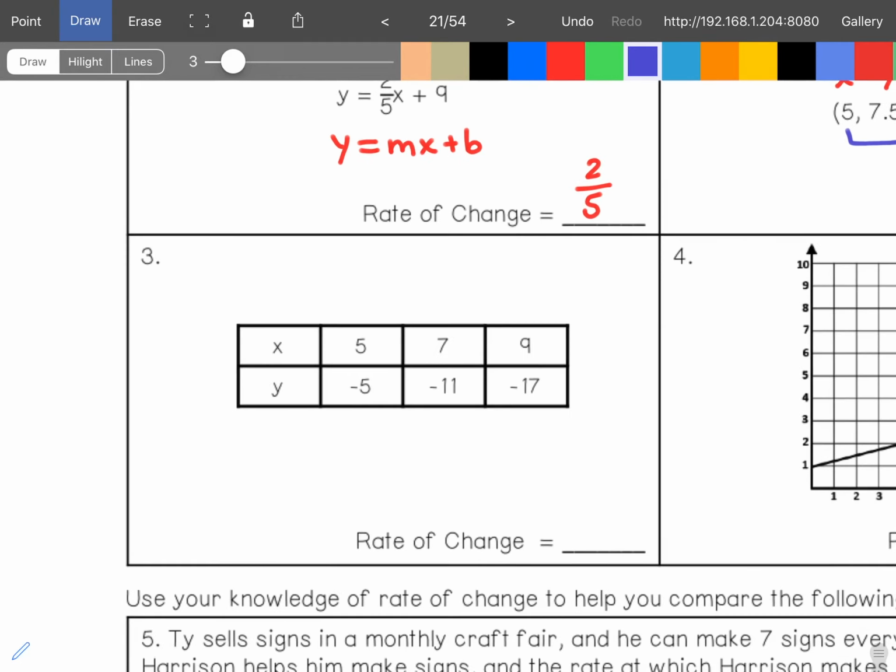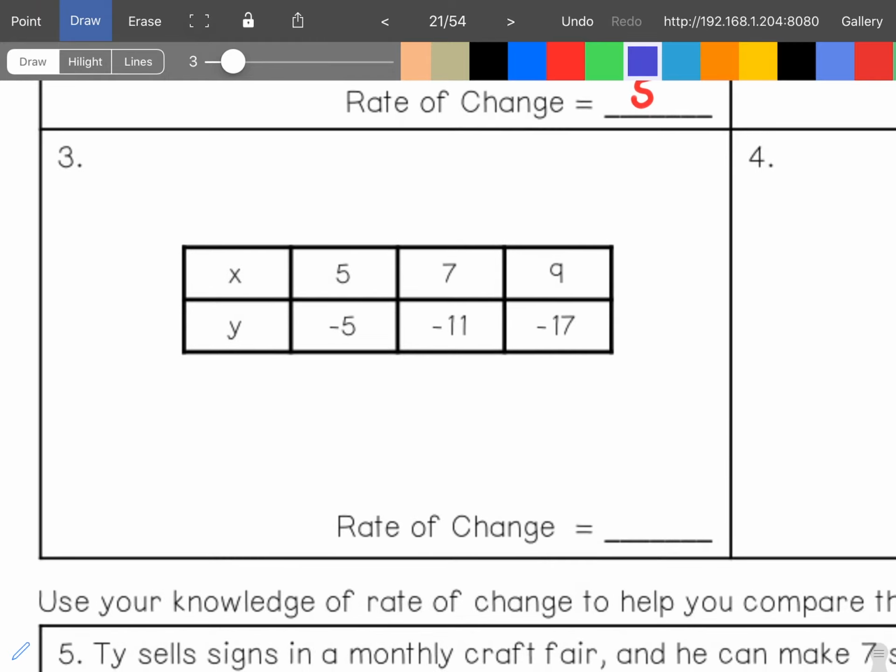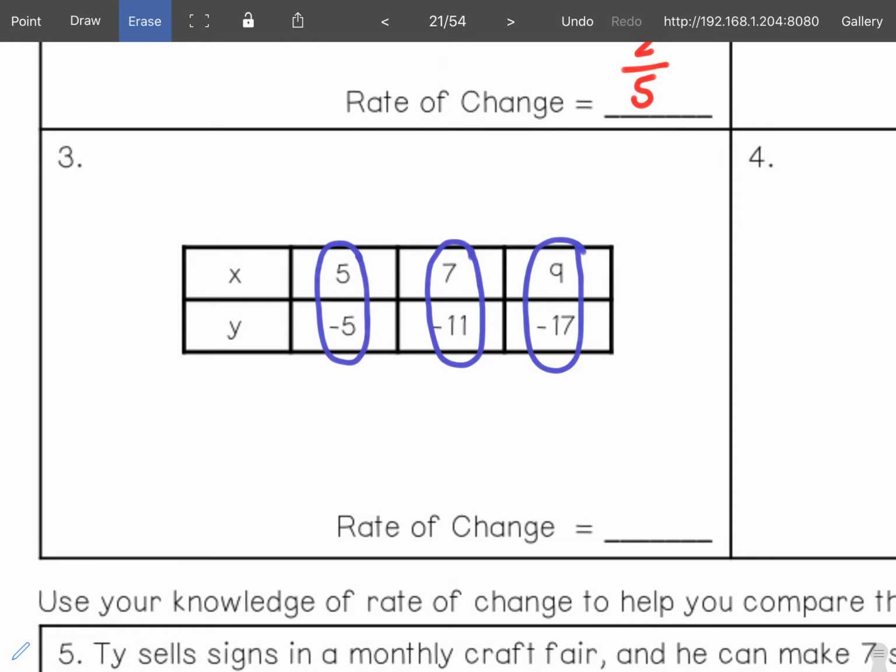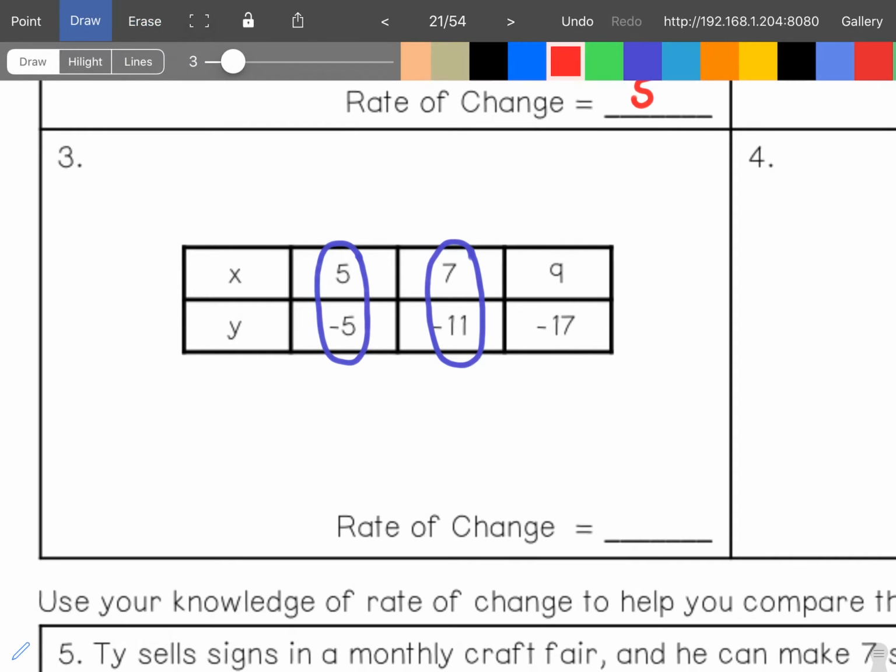If we look at this table in number 3, remember a table is nothing but a set of ordered pairs. See, here's an x and a y pair. Here's a 7, negative 11, and 9, and negative 17. So all we have to do is pick 2 that we need. So I'm going to erase this last one so we aren't looking at that. And we're going to need to use these 2 ordered pairs to find the rate of change.